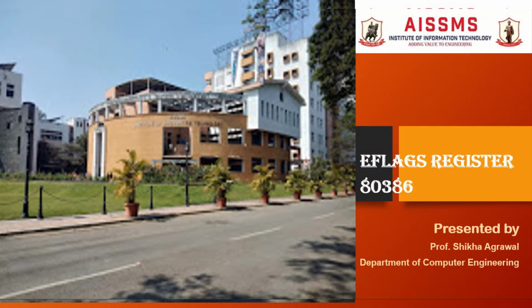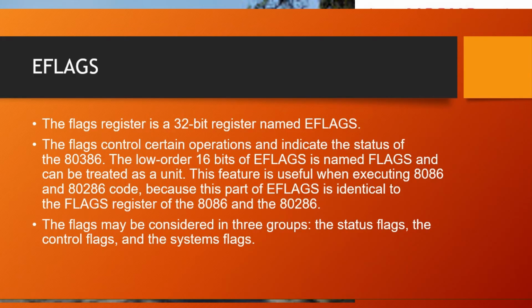Good morning all of you. Today we are going to learn about the EFLAG register of the 80386 microprocessor. The EFLAG register of the 80386 microprocessor is a 32-bit register. It contains all the flags which control the operation of the 80386 microprocessor.